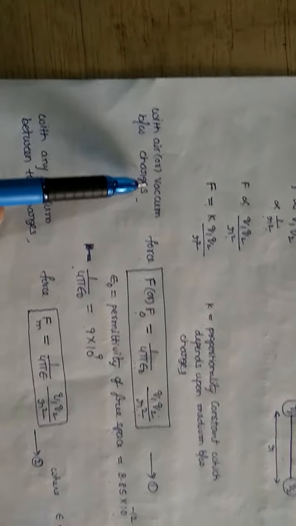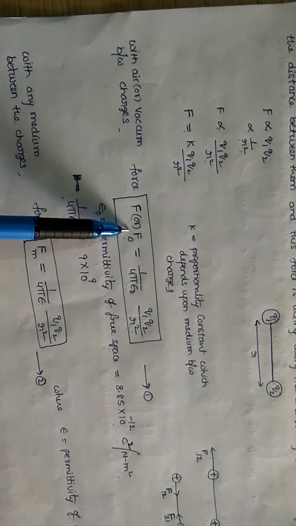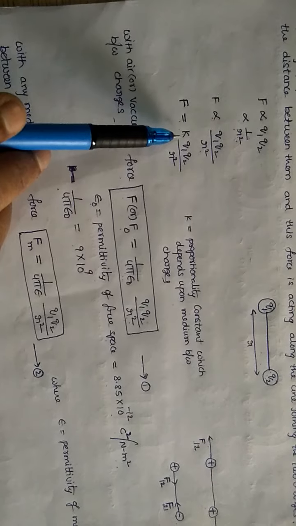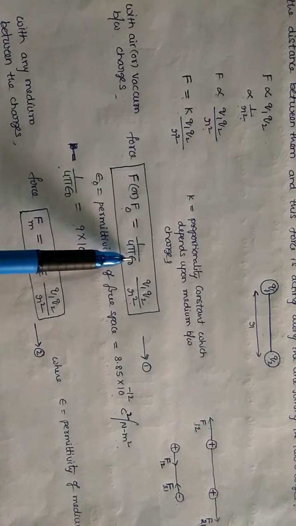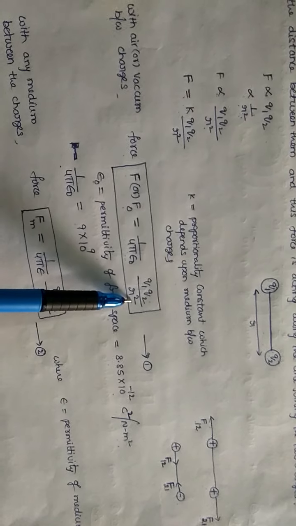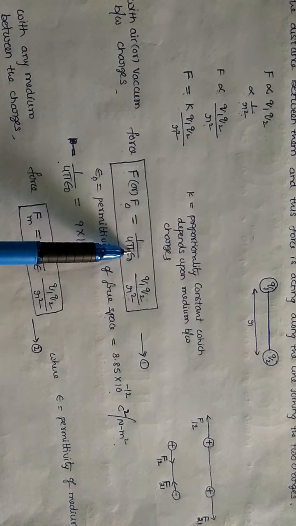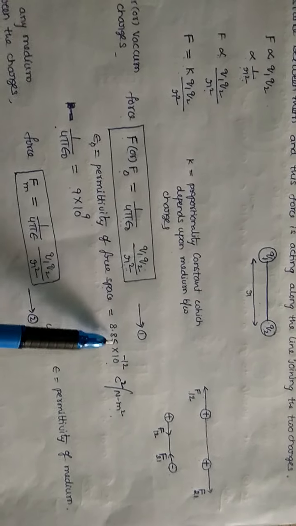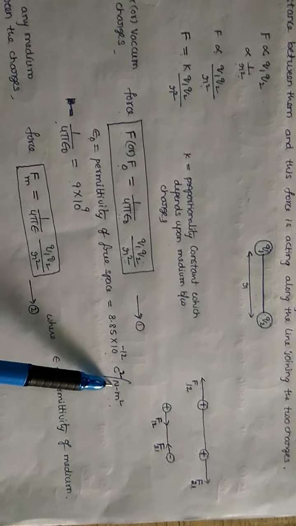Now suppose in between the two charges air or vacuum is there. Then the force F or F naught, here I am writing F naught purposely, the proportionality constant k value becomes 1 by 4 pi epsilon naught, so F naught equals 1 by 4 pi epsilon naught q1 q2 by r square. We don't have any derivation for this, just remember this constant value, where epsilon naught is nothing but the permittivity of free space. Its value you have to remember: 8.85 into 10 power of minus 12 coulomb square per newton meter square.